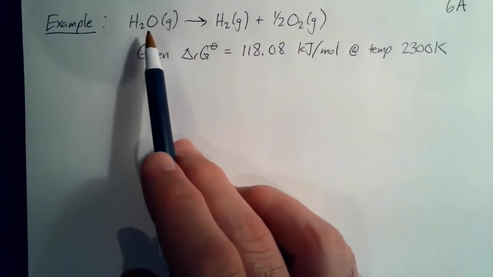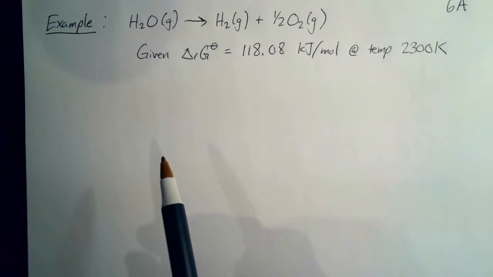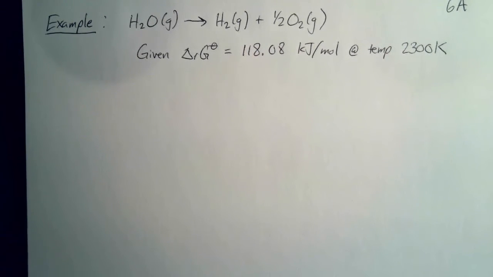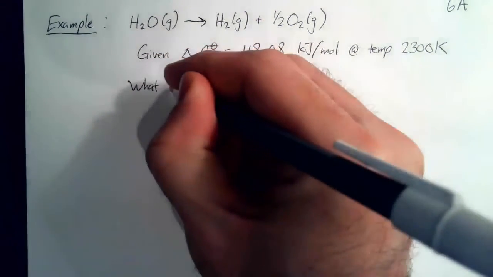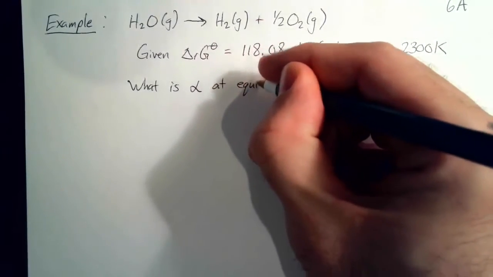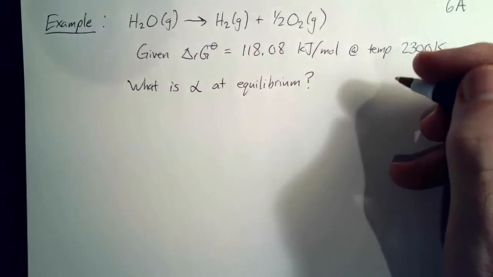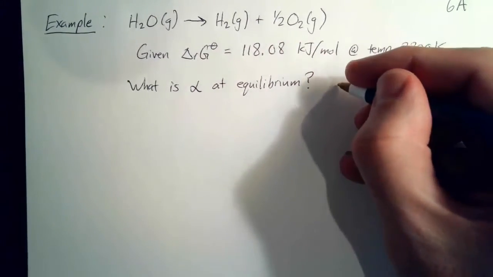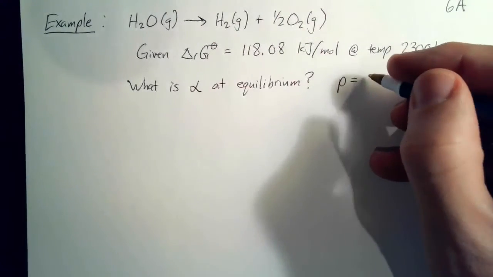And now we can let this reaction progress to equilibrium and ask, what is the degree of dissociation of the water once equilibrium has been reached? So what is alpha at equilibrium? And we're given that the pressure in this case is 1 bar.